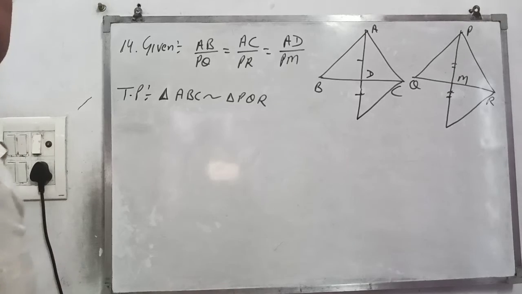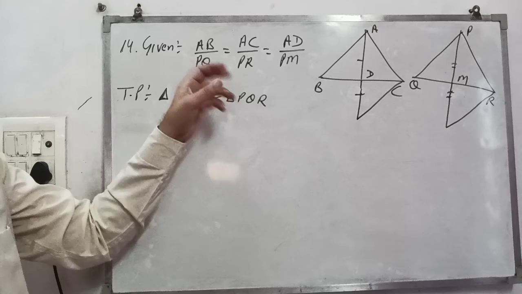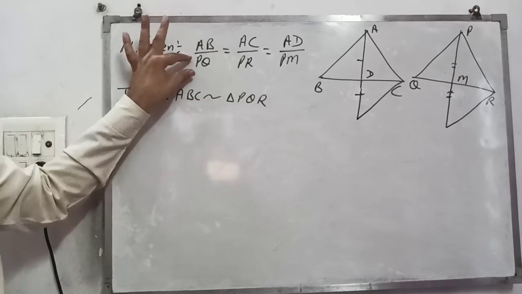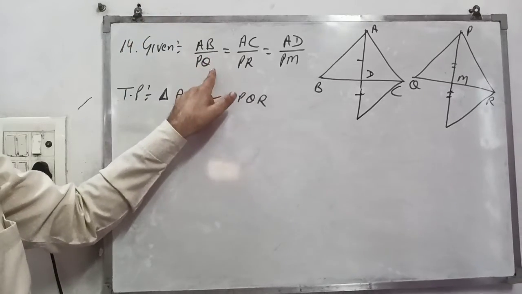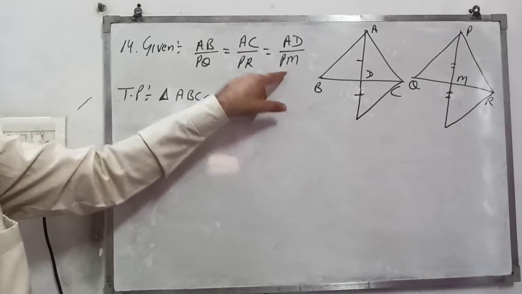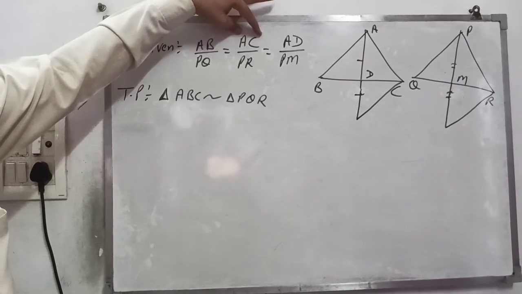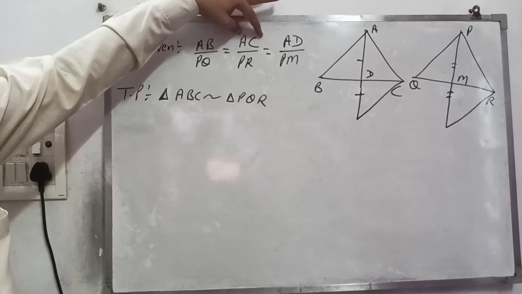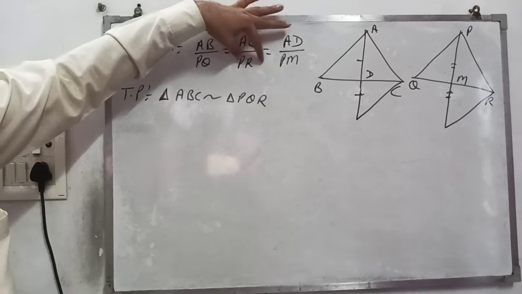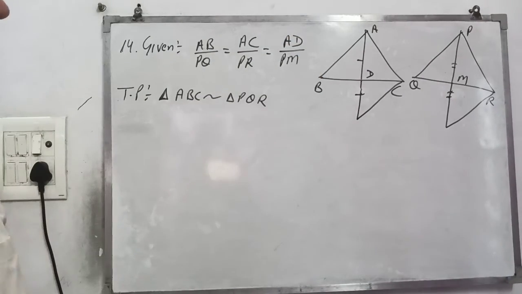So look at question number 14. It looks like question 12 but it's a little bit different. Here AB upon PQ, AC upon PR and AD upon PM are given. In that question, instead of AB there is AC, that is given as BC, and PR, that is given as QR. We want to prove triangle ABC similar to triangle PQR.